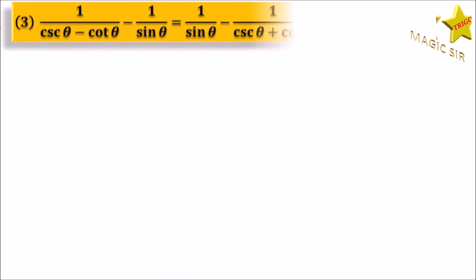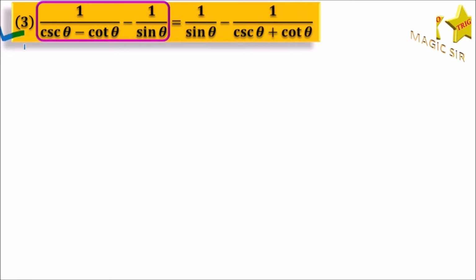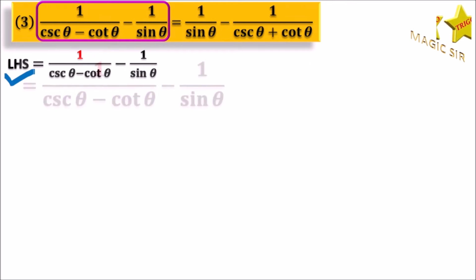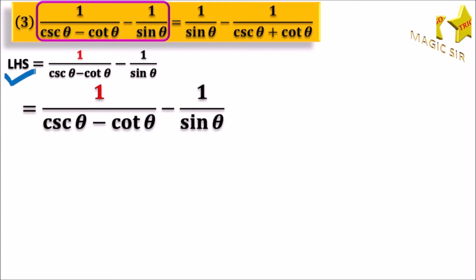Let us take the third example. Would you tell me which side is more complicated? It seems that both sides are complicated. So we will simplify both sides of the equation separately. Let us first take the left hand side of the equation.